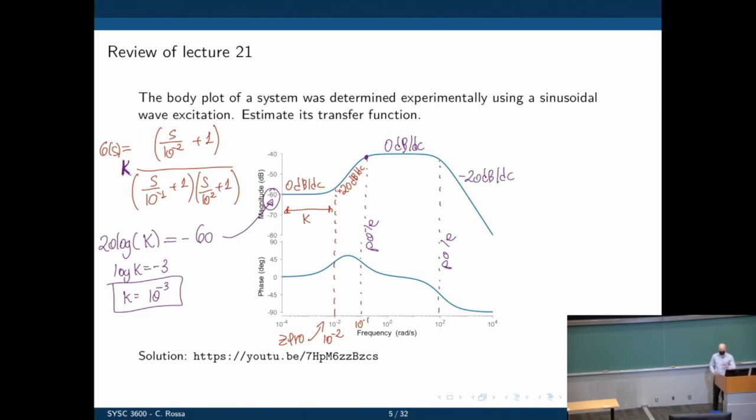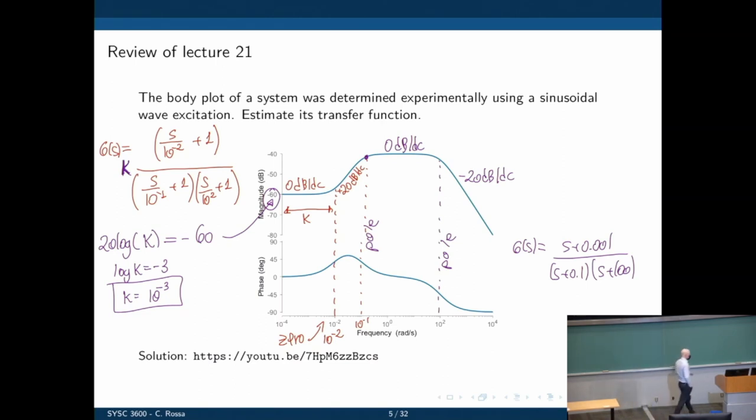Okay, now replace this K in the transfer function and just rearrange it, and it should give us something like this. If you want to write that in a more conventional form. Now, just playing with the numbers here and simplifying everything. Okay?